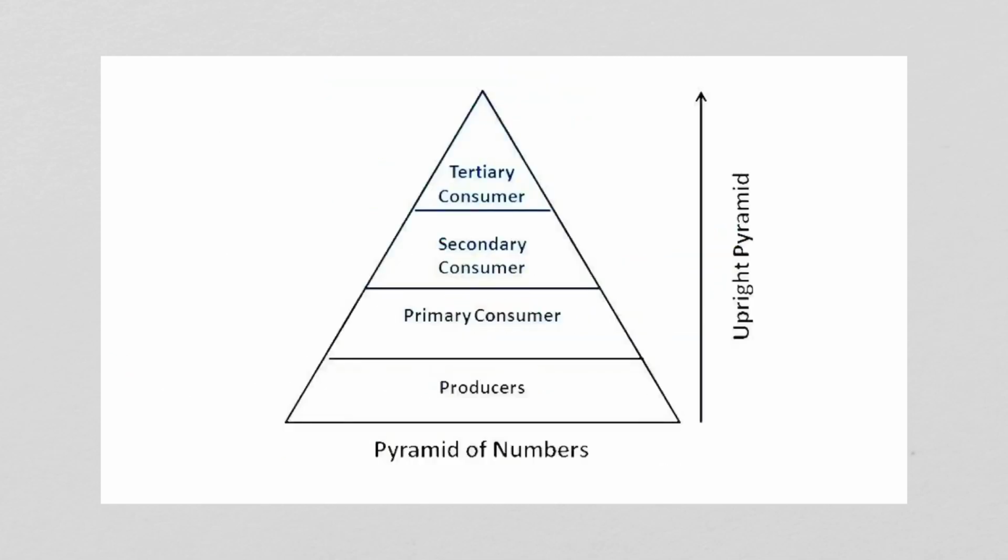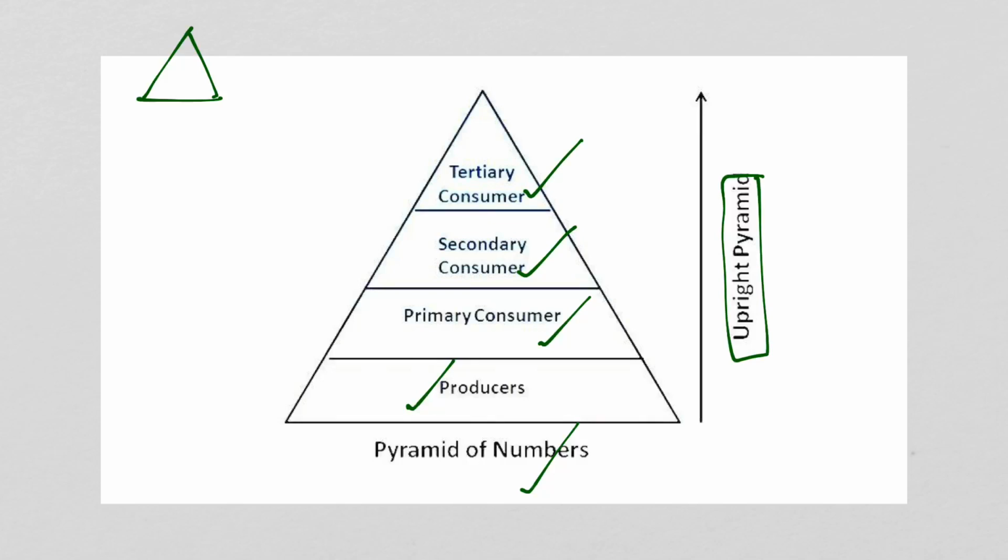Now this is how an upright pyramid of numbers looks. It looks like a triangle, with producers, primary consumers, secondary consumers and tertiary consumers. As we move up the pyramid, the number will reduce.